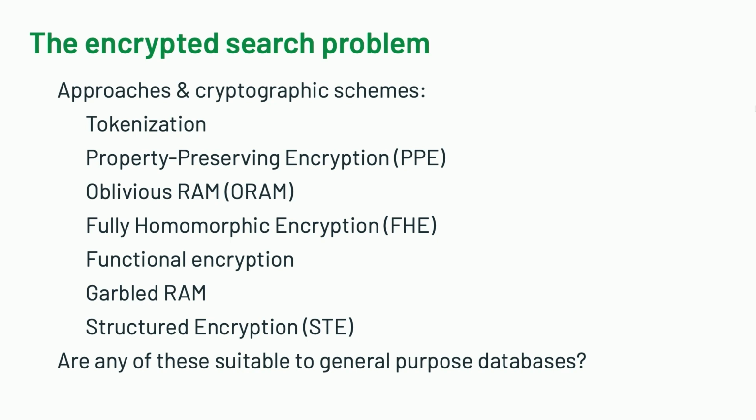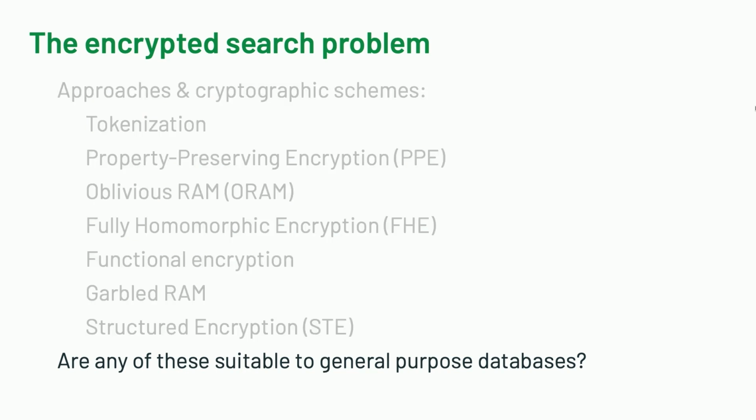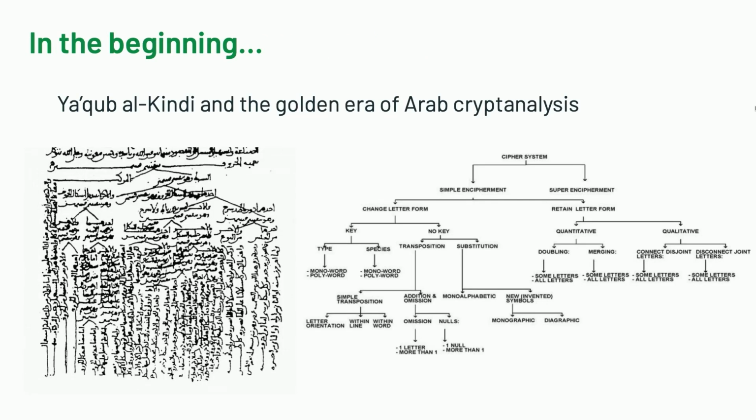Lots of different approaches in the academic literature around encrypted search, tokenization, property preserving encryption, et cetera. But are these actually suitable to a generalized purpose database? That's a key question. I really encourage you, if you don't know this history, I've got a couple of links in the next slide, to read up on Yaqub al-Kendi and the golden era of Arab cryptanalysis.